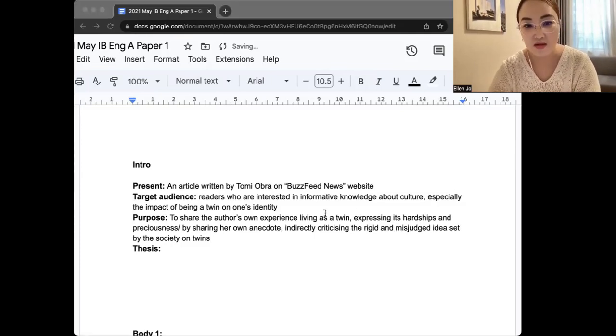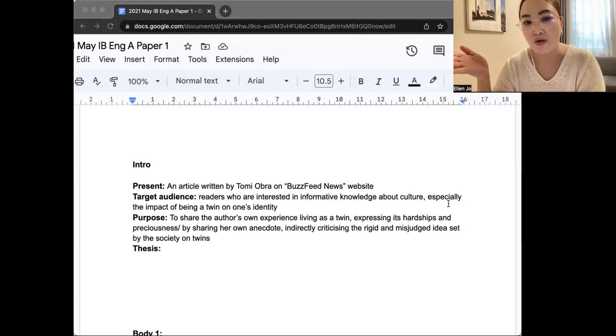Next, the thesis, which is the most important sentence that shows how you're going to structure the following body paragraphs. So if your teacher or the examiner is reading your thesis, then they must be able to understand how the rest of the essay is going to be composed.